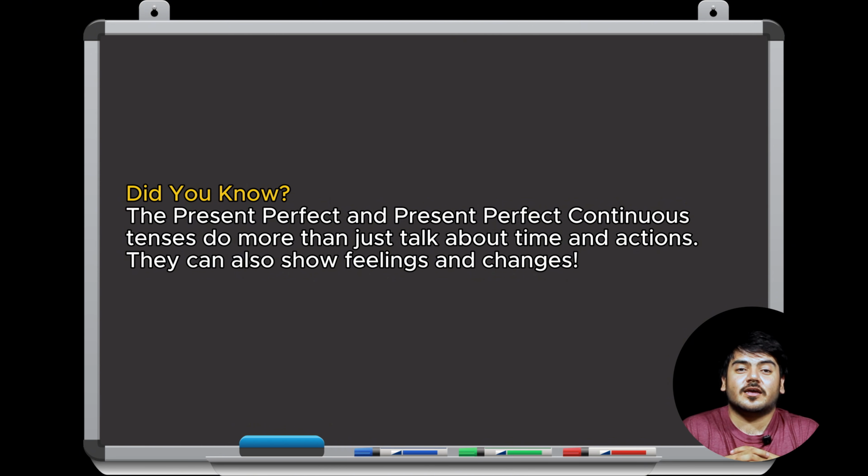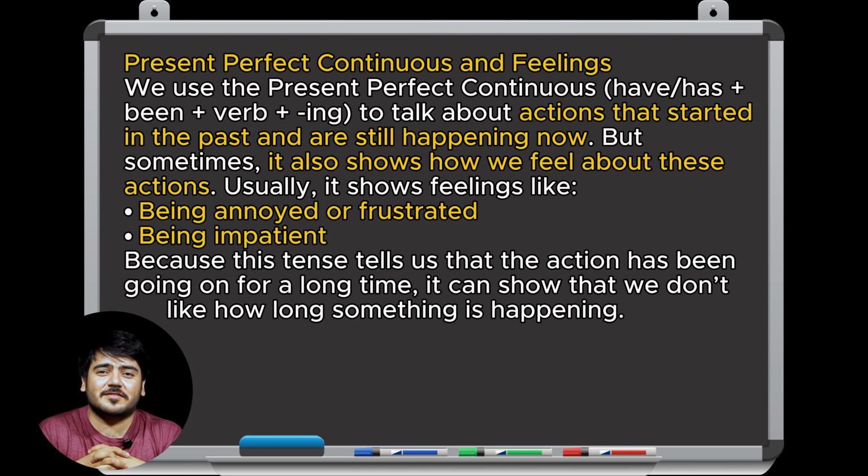Did you know that the present perfect continuous and present perfect do more than just talk about time and actions? They can also show feelings and changes. Present perfect continuous and feelings. We use the present perfect continuous to talk about actions that started in the past and are still happening now. But sometimes it also shows how we feel about these actions. Usually it shows feelings like being annoyed or frustrated, being impatient, because this tense tells us that the action has been going on for a long time.